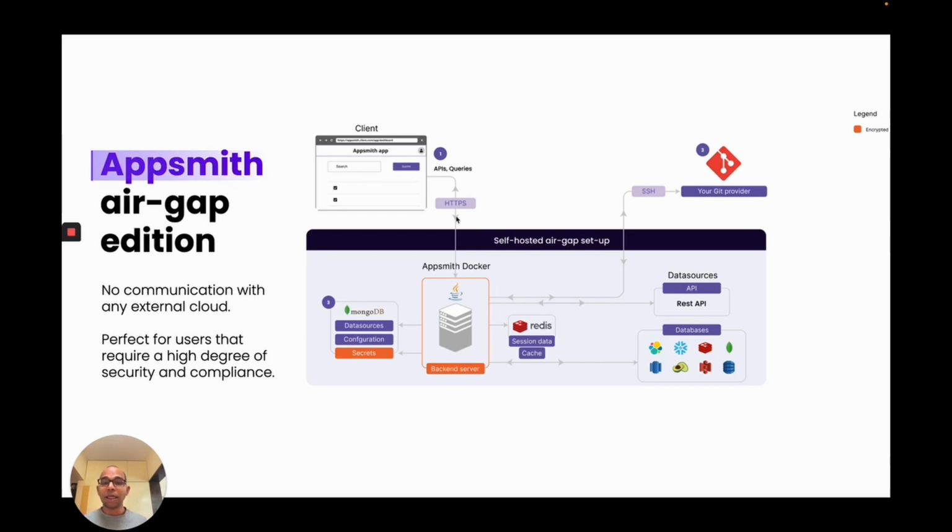The only communication that happens with the browser is over HTTPS, and network administrators can ensure this communication happens seamlessly by opening certain ports to the actual browser so that end users or business users can access these business applications built on top of Appsmith.